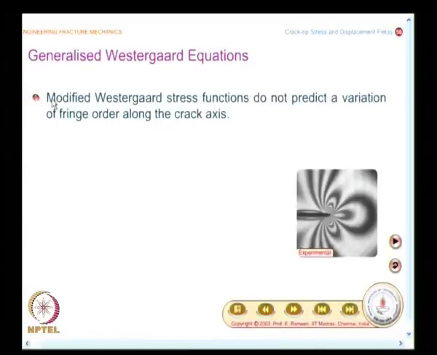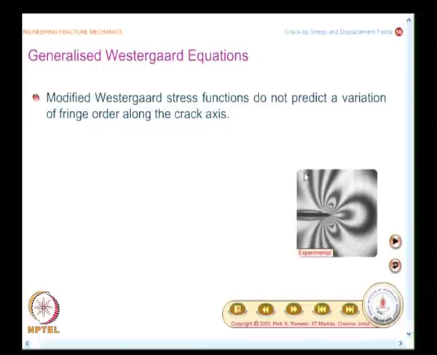In the last class we looked at generalized Westergaard equations, and one of the key points was that we noted that modified Westergaard stress functions do not predict a variation of fringe order along the crack axis. And this is the feature that you observe in an actual experiment.